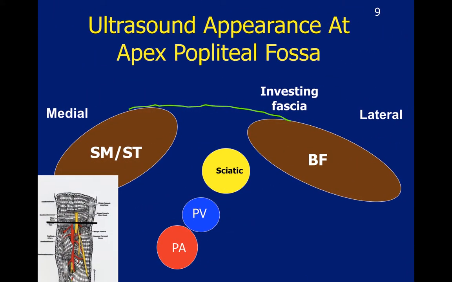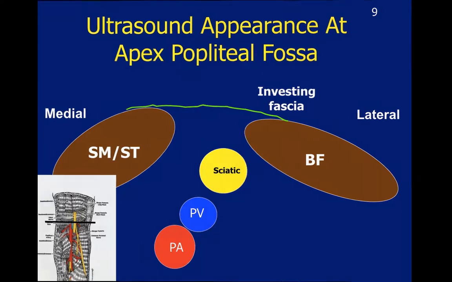At the apex of the popliteal fossa, the popliteal vein continues to be superficial and lateral to the popliteal artery. Note that this level is proximal to the division of the sciatic nerve into the tibial and peroneal nerve. However, there is considerable variability between patients with respect to how proximal this division occurs.